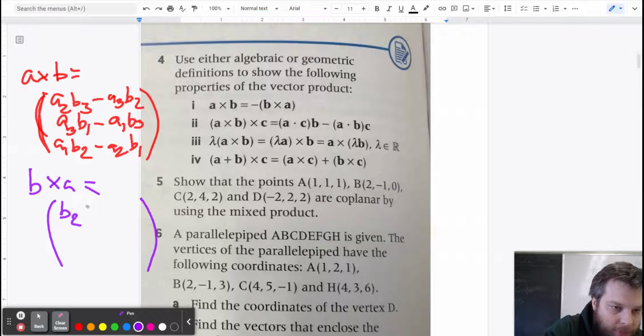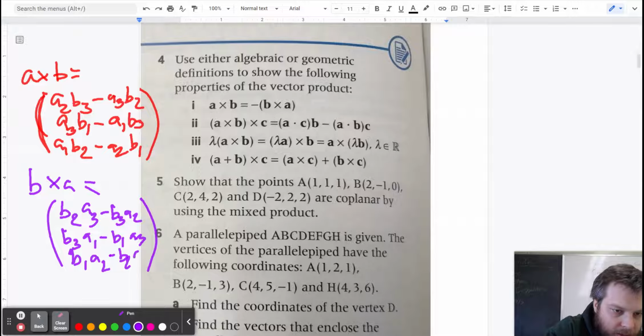So B2 A3 minus B3 A2, B3 A1 minus B1 A3, B1 A2 minus B2 A1, and voila, if you notice that the component here times -1 matches up with each component down below.